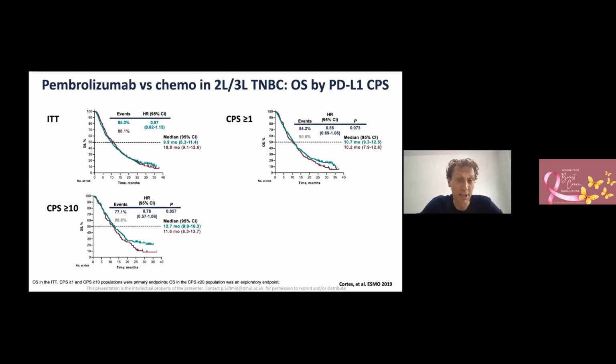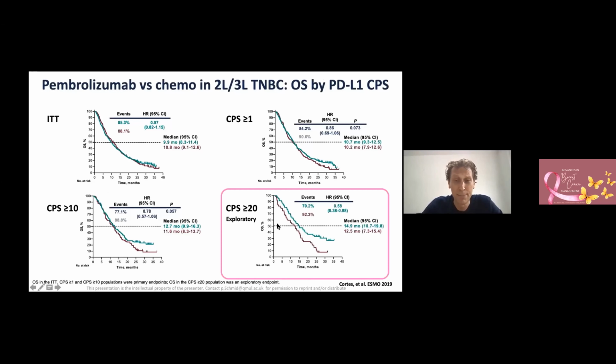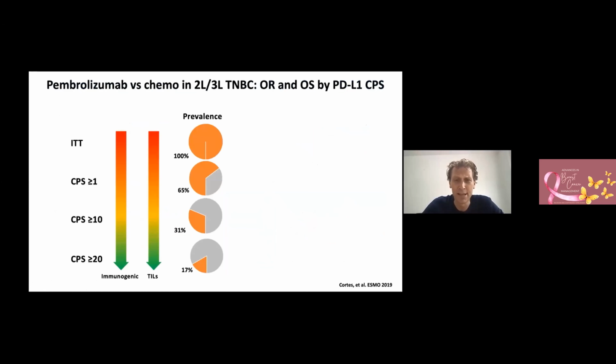And as a result, we did an exploratory analysis, which was not pre-planned, to look at patients who have very high PD-L1 scores, CPS 20. And here you can clearly see an interesting hypothesis being generated that patients who have very immunogenic tumors may possibly do better with immune therapy, even in a pre-treated setting.